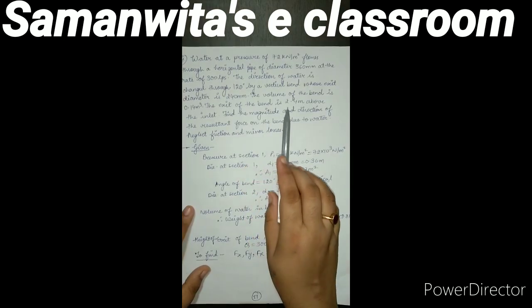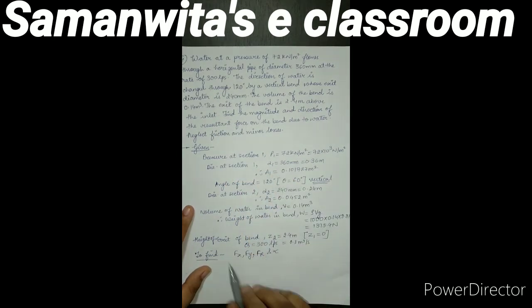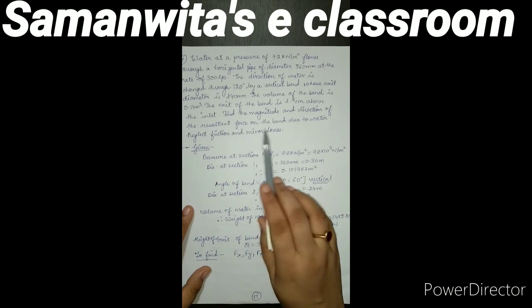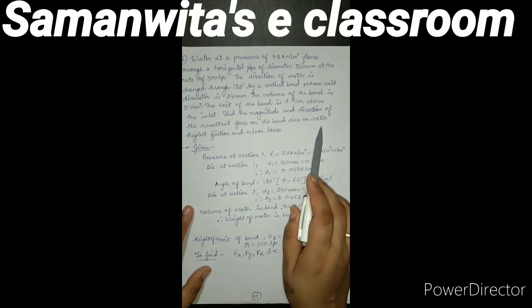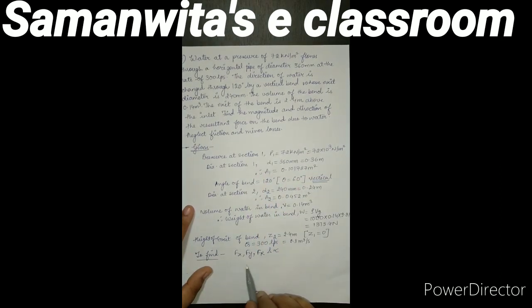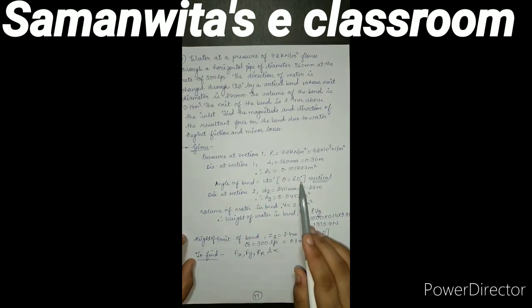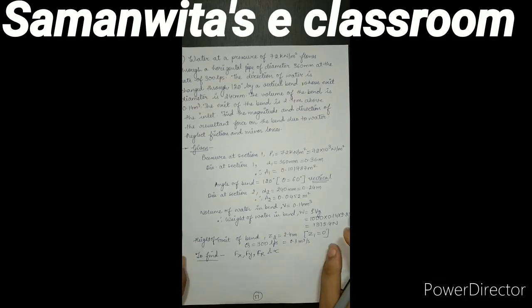The exit of the bend is 2.4 meter above the inlet, which means the height of the exit of the bend is Z2, 2.4 meter. So my Z1 can be considered as 0. Find the magnitude and direction of the resultant force on the bend due to water. I have to calculate Fx, Fy, Fr and alpha. Neglect friction and minor losses, which means I did not take into consideration any other losses.